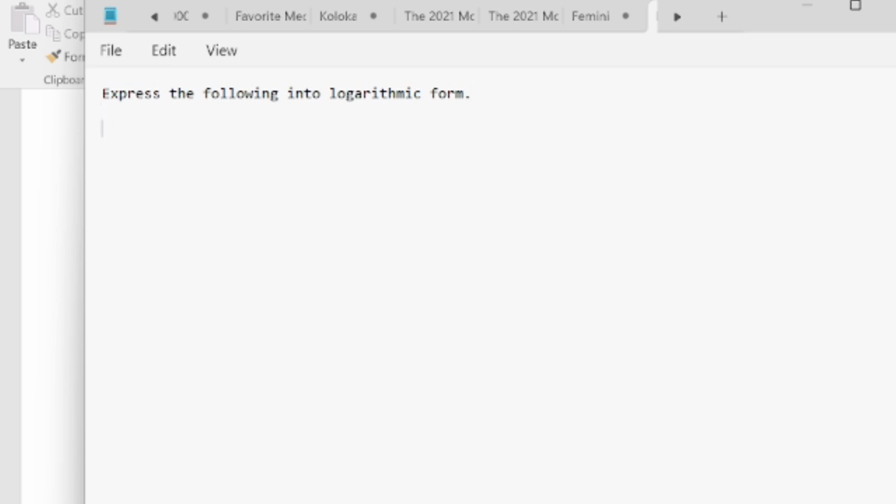So our first question would be 8 raised to 2/3, that fraction, is equal to 4. I'm using tab to make spaces. So log base 8 of 4 is equal to 2 over 3.